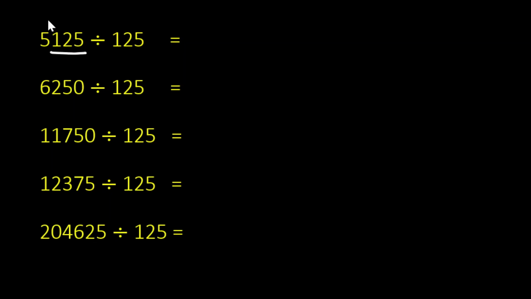So in this number, separate the thousands. How many thousands are there in this number? 5. We know that in every thousand there are 8 125s. Why? Because 8 into 125 is 1000. So there are 5 thousands. In 5 thousands, how many 125s will be there? 5 into 8. Plus extra, how many 125s are there in 125? In 125 we have only one 125, so add 1. So 40 plus 1 is 41. This is the answer.